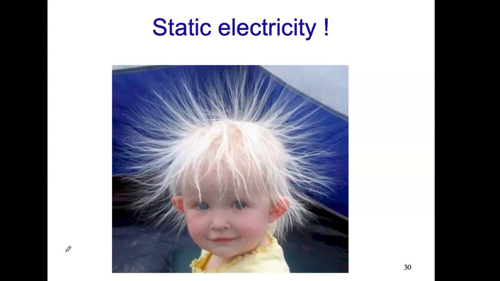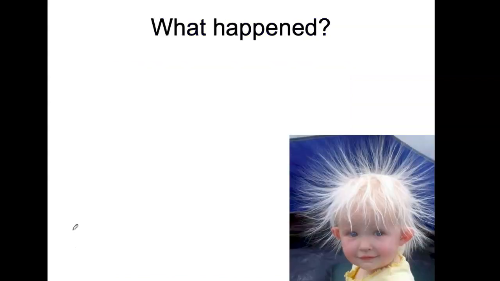So this is a crazy picture of static electricity. What this child has done is rubbed her head against the tent and created this amazing static electricity. And the hair of this little kid is all on end. So what actually happened? What is it when you do that? You can do it with a balloon at a birthday party, right? At a kid's birthday party is classic.